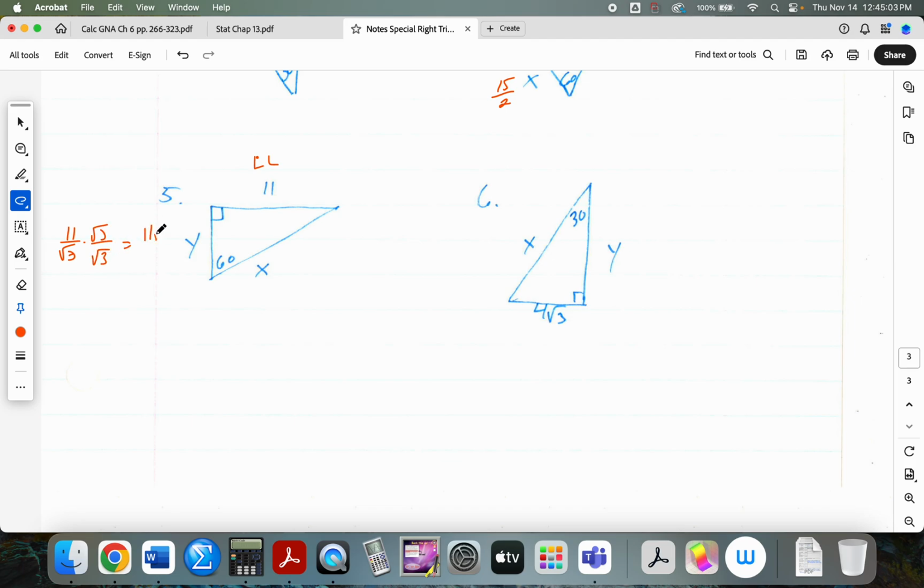That's a big one. I have the hiccups. So we have 11 square roots of 3 over 3. And then what do we do to that number to get the hypotenuse? Multiply by 2. So it's 11 square roots of 3 over 3 times 2 is 22 square roots of 3 over 3.